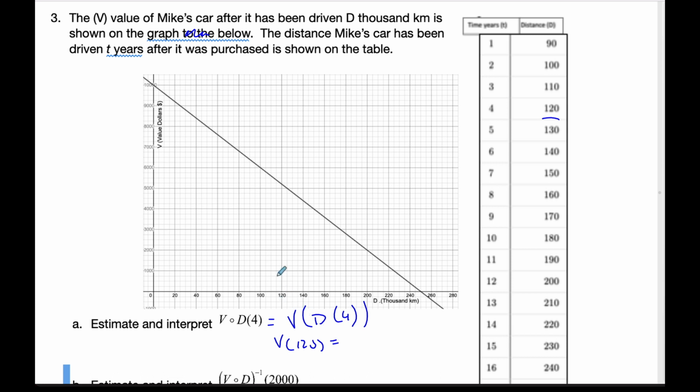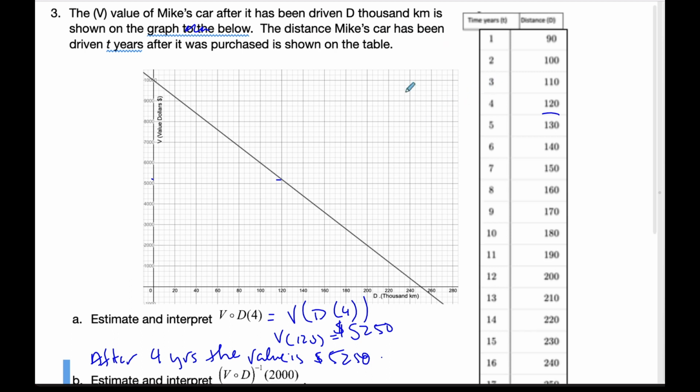And if I look at my graph here, 120 produces a value here. There's 4 here, so that's going to be about 5250, about 5250, and this is dollars. This is the value. So what this says is, interpret, after 4 years, the value is 5250, the car is worth that. That's what that means here. And we're using different representations of functions, the table and the graph.